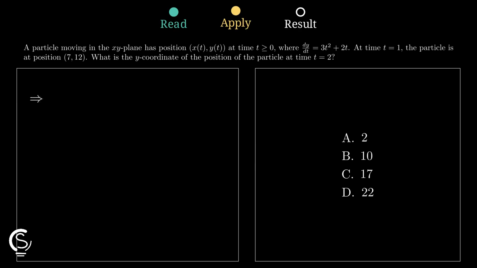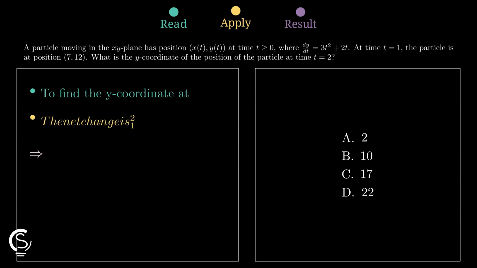Now integrate 3t squared plus 2t with respect to t. This gives us t cubed plus t squared. Evaluating from 1 to 2 results in a net change of 10. Finally, add 10 to our initial y coordinate of 12. 12 plus 10 equals 22, which means option D is the winner.